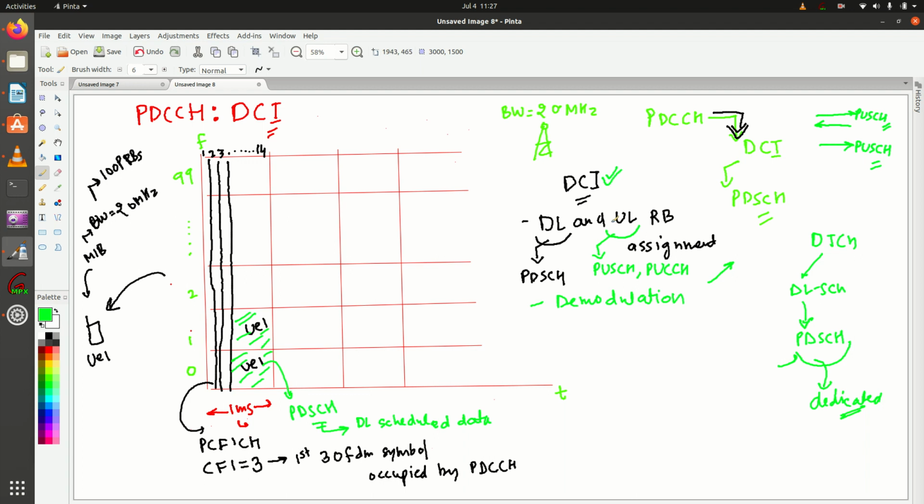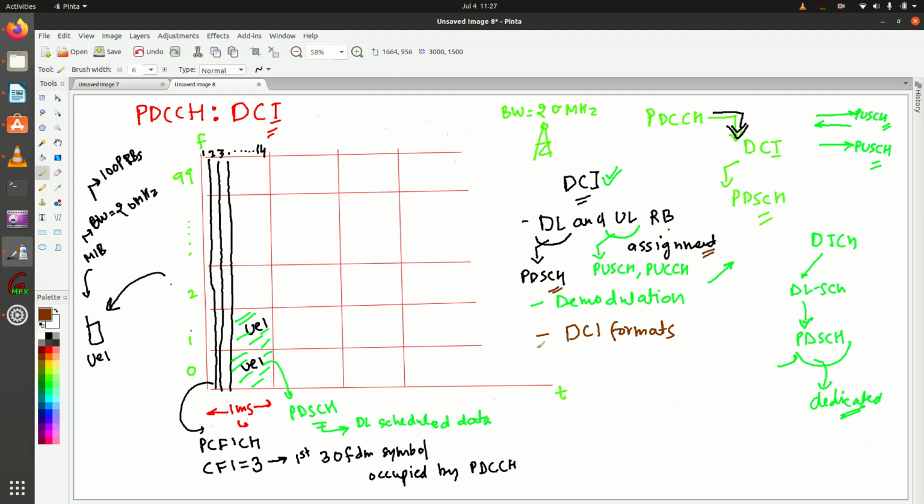How will it provide this resource block assignment? For that we have to check the DCI formats. I hope you get this concept: PDSCH assignment is your downlink resource block assignment, and PUSCH or PUCCH assignment is your uplink resource block assignment. Now let's come to DCI formats.